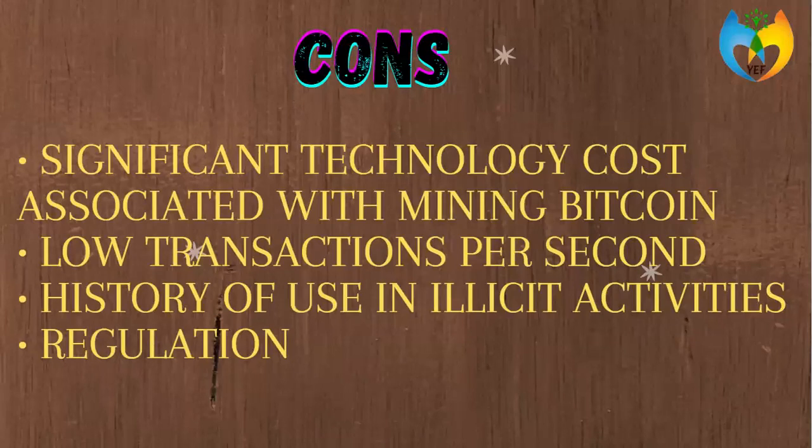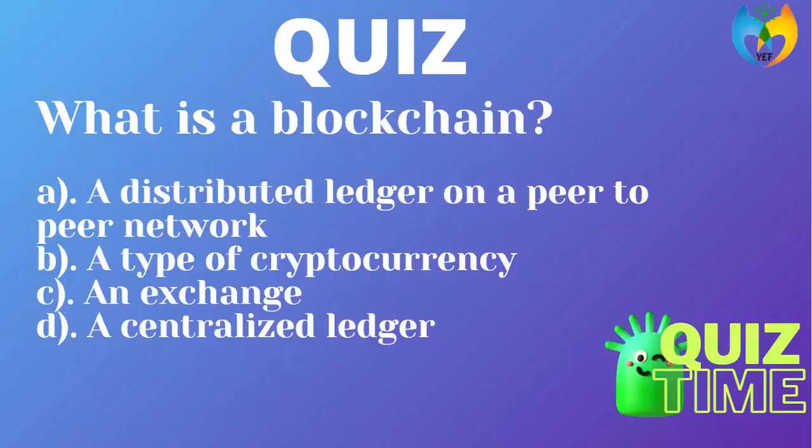So now we have a short quiz for you in blockchain. So the first question for you, and the answer you can put in the chat box. What is a blockchain? The first option is a distributed ledger on a peer-to-peer network. Second option, a type of cryptocurrency. Third option, an exchange. And fourth, a centralized ledger.